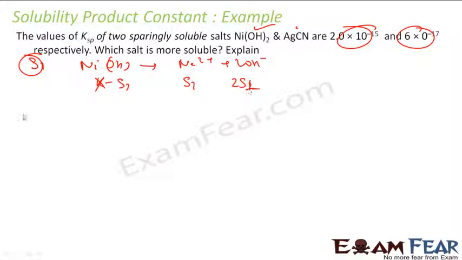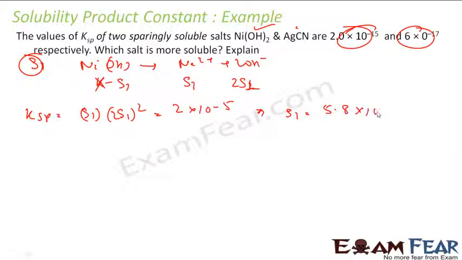Correct? So you find the Ksp, this is what? S1 into 2S1 squared, right? Na plus concentration into OH minus concentration squared. And this value is given as 2 into 10 to the power minus 5. So if you solve the value, you get S1 as 5.8 into 10 to the power minus 5. This is what you get.